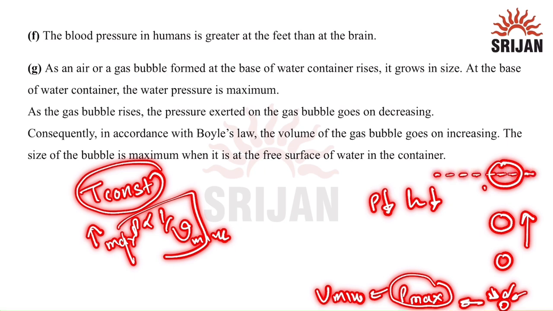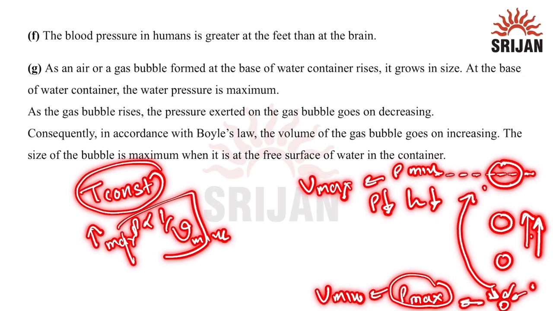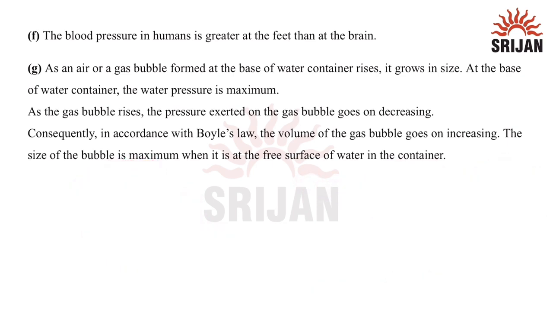So at the surface of the liquid, the pressure is nearly equal to atmospheric pressure, or I can say the pressure is minimum, so the volume here will be maximum. Due to this reason, the bubble grows in size as it moves from the base of a water body to the surface. I hope this topic is clear to you.